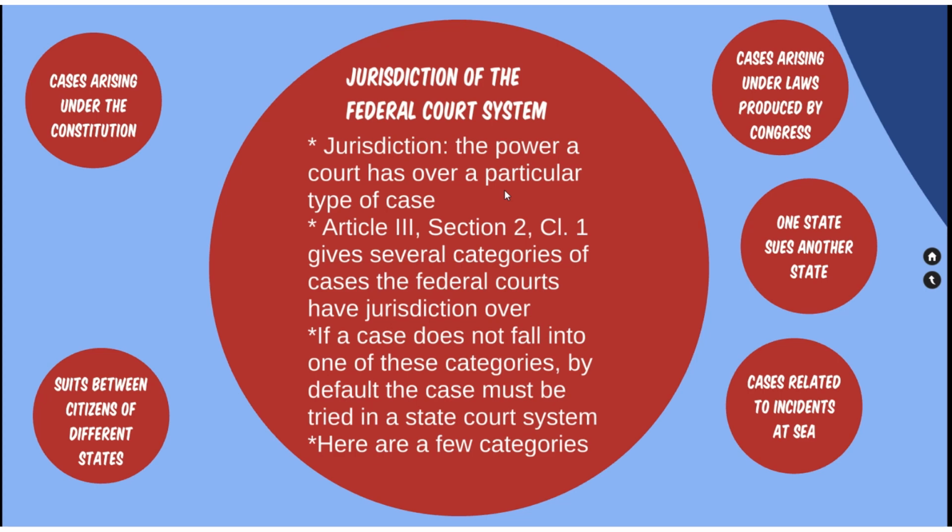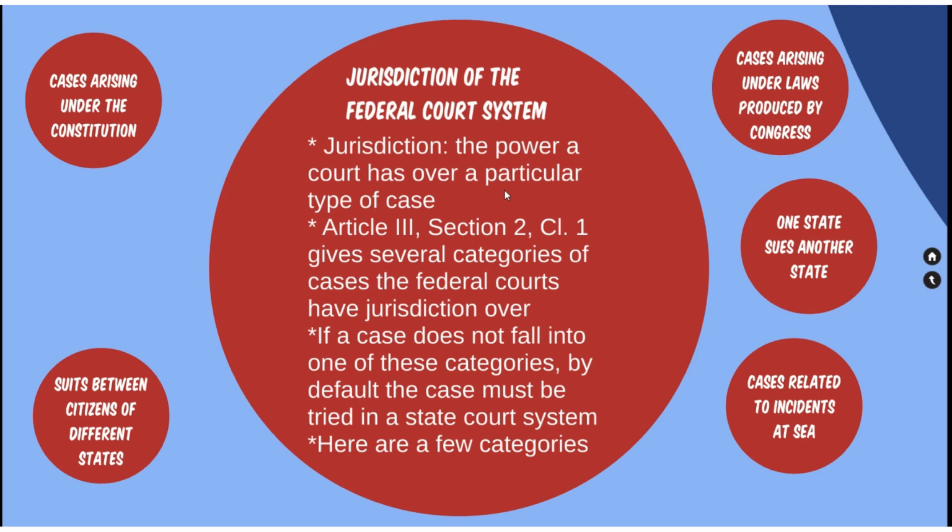Constitution, which is a super law, unless there is a law that grants a court jurisdiction, then the order that court issues is really just a wasted piece of paper. So Article 3, Section 2, Clause 1 gives several categories of cases the federal courts have jurisdiction over. So this is just something that's right in the Constitution.